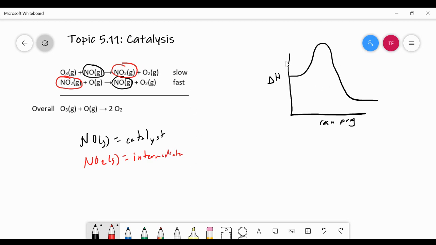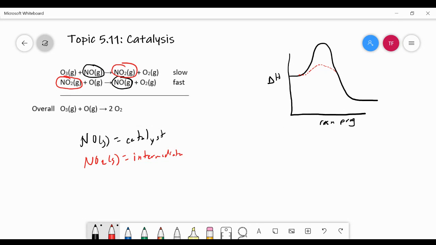Okay, so what is this energy diagram going to look like with a catalyst introduced to the reaction? Remember, the overall reaction would be a slow reaction by itself because it has a high activation energy. So with the catalyst, what does it do to the activation energy? It lowers it. With the catalyst, we would end up with a lower activation energy because this pathway is faster than just the pathway for the reaction to occur on its own. So catalysts lower the activation energy of a reaction in order to make the reaction go faster.